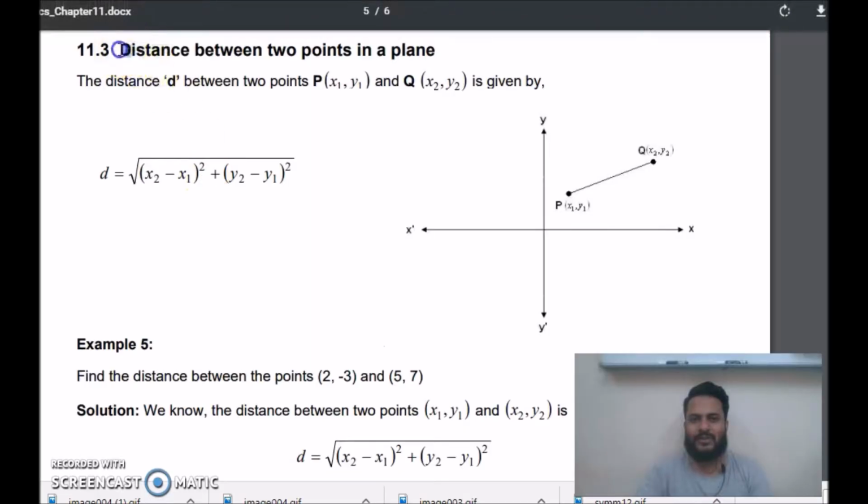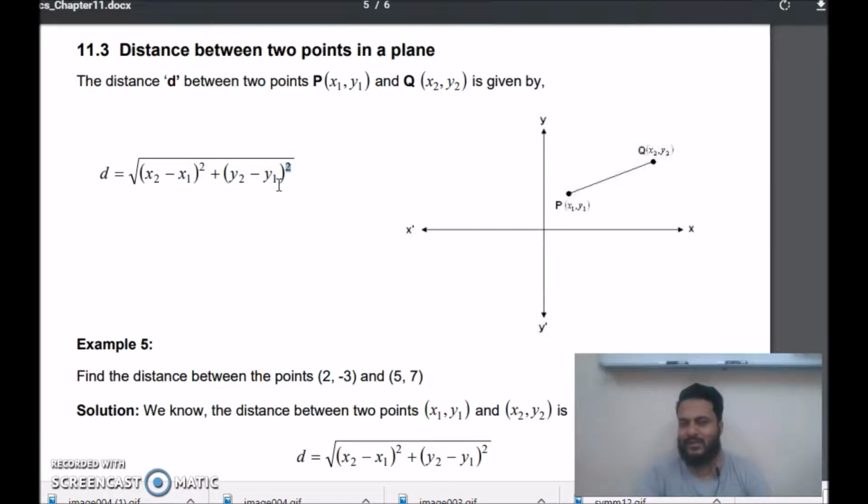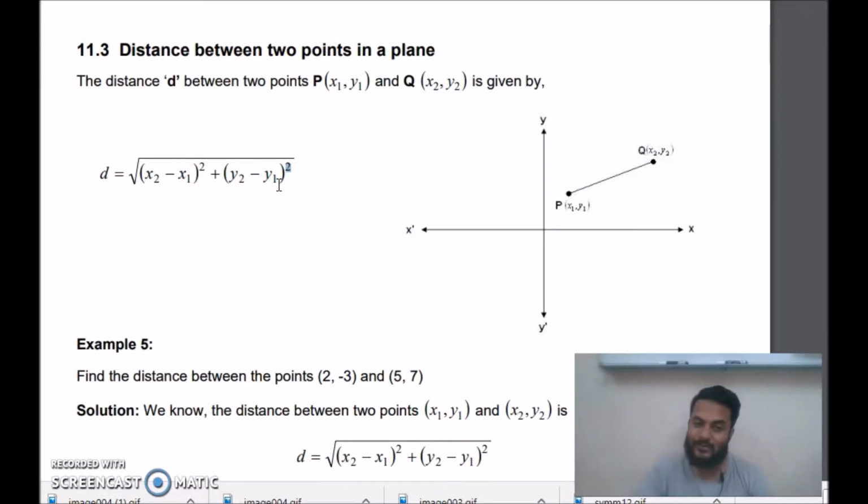So say the distance between 2 points in a plane, call the distance d. The 2 points are x1, y1 and x2, y2. Assume this is your plane, x, x dash and y, y dash. This is P of x1, y1 and Q of x2, y2, and you have to measure the distance between P and Q. The rule for that is d is equal to square root of (x2 minus x1) whole power 2 plus (y2 minus y1) whole power 2. Let's see how we get this rule at the end of this lecture.